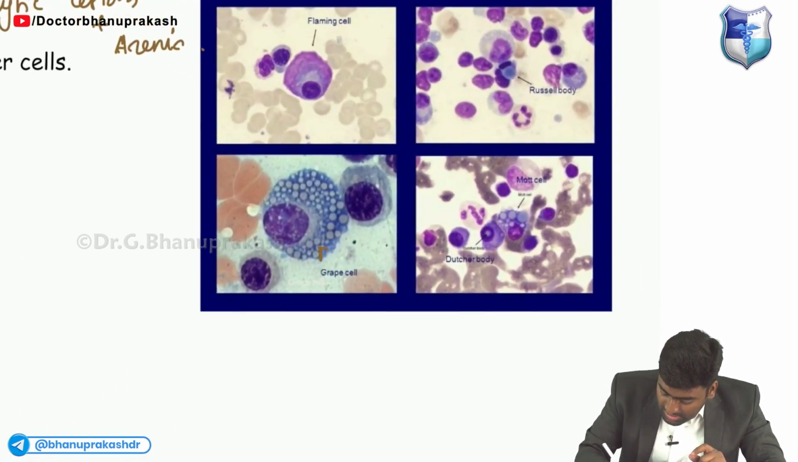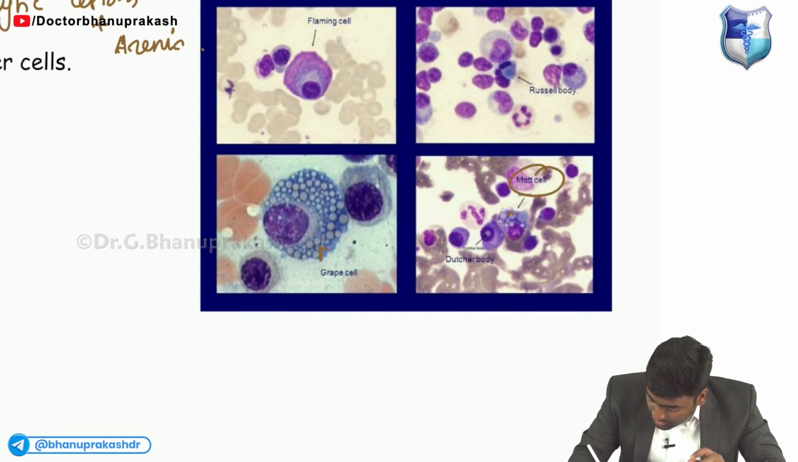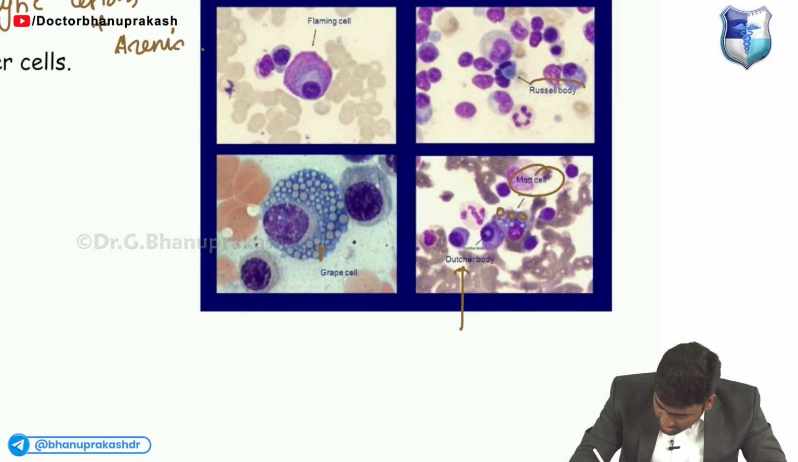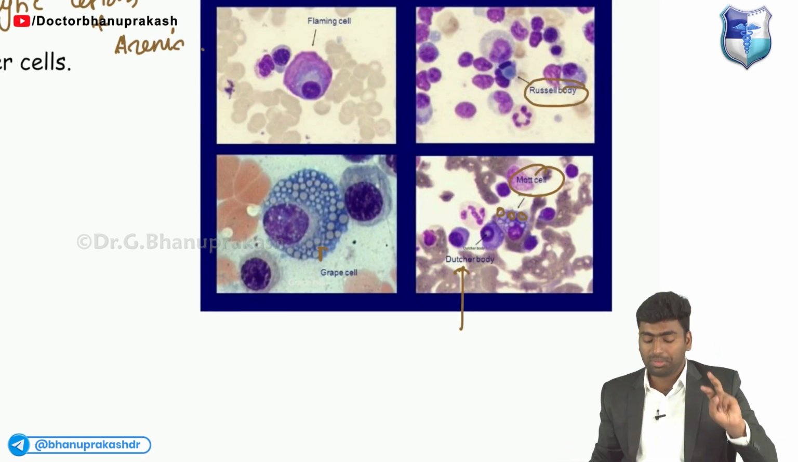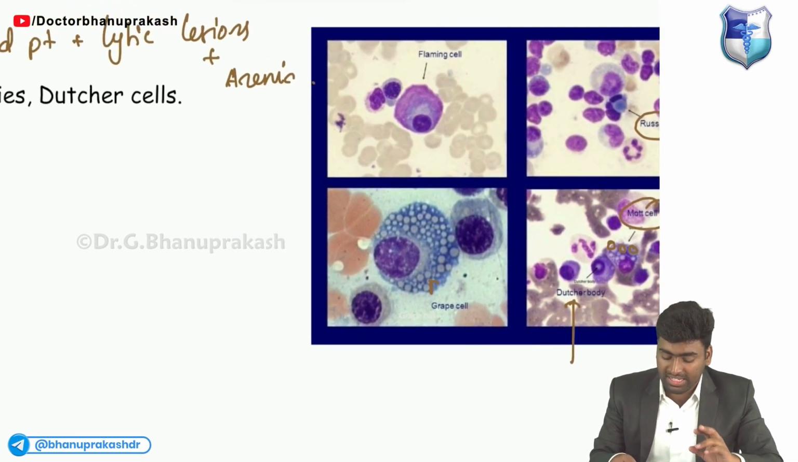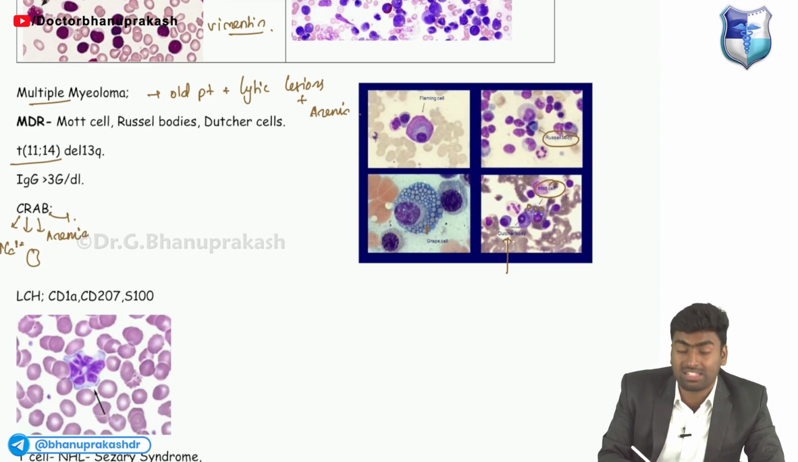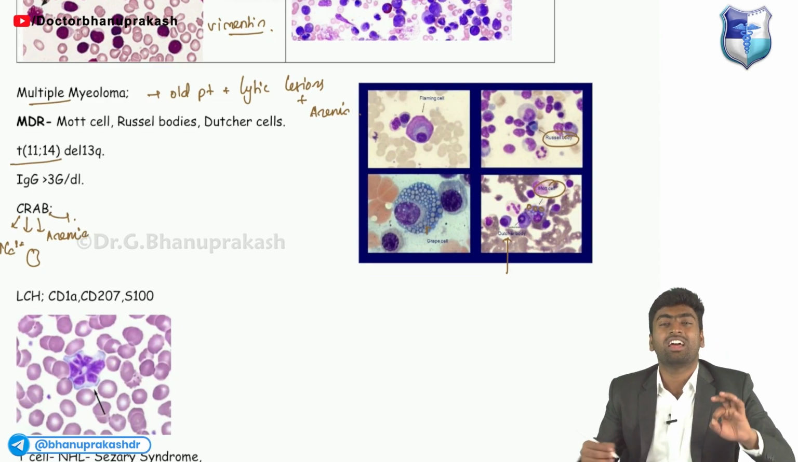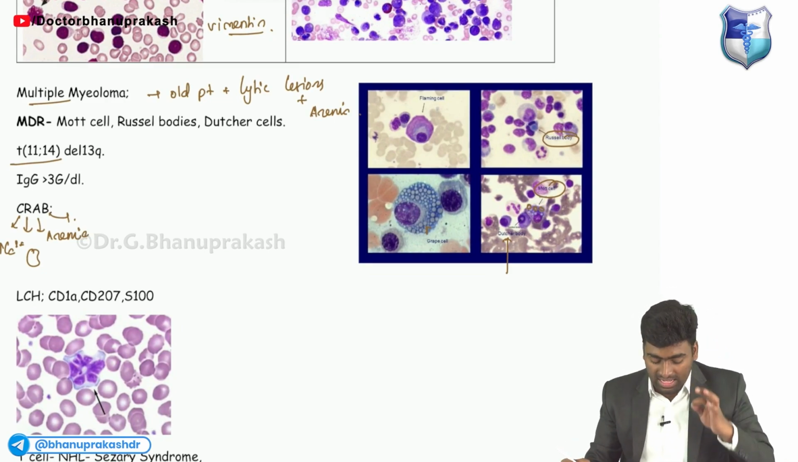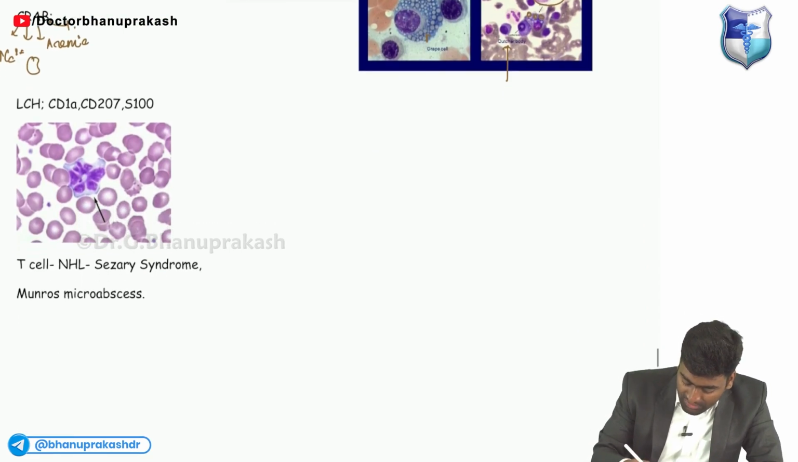And in blood, you will be able to see immunoglobulin deposition leading to these types of cells. There will be grape cells, there will be Mott cells, okay, Mott cells, and intranuclear Dutcher body and intracytoplasmic Russell body. So Dutcher body, Russell body, Mott cells, all of this will be seen in a case of multiple myeloma. Okay, and in multiple myeloma, you will see translocation 11;14.